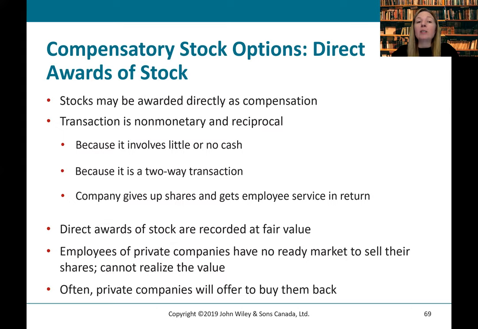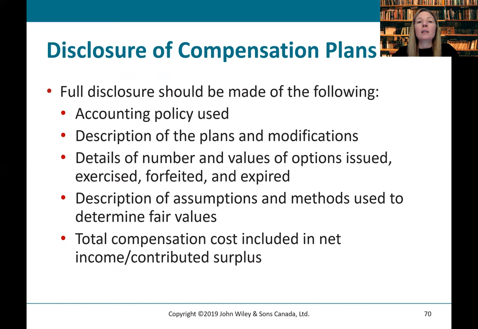There can also be direct awards of stock. So rather than issuing options, stock can just be issued directly to employees. And the direct awards of stock are recognized at fair value. For stock option plans, there needs to be full disclosure made: the accounting policy used, descriptions of the plans and modifications, details of the number and values of options issued, exercised, forfeited, and expired, descriptions of assumptions and method used to determine fair value through option pricing models, and total compensation cost included in net income and contributed surplus.